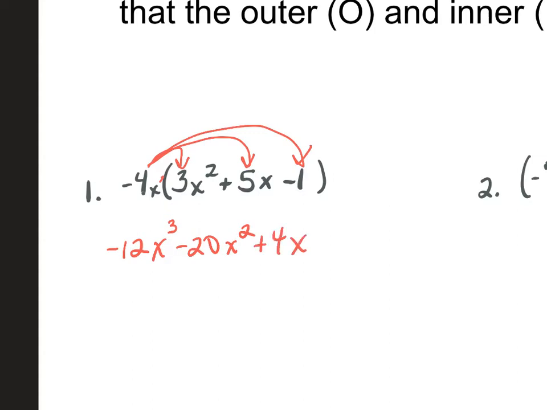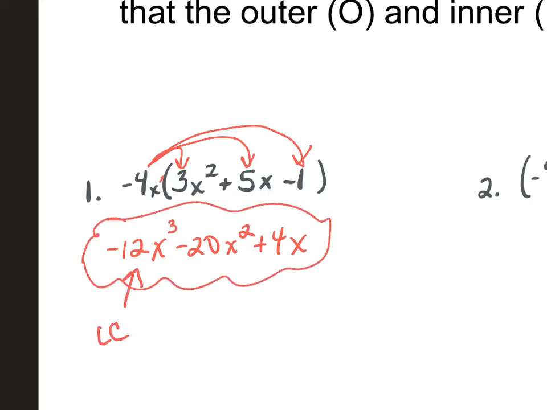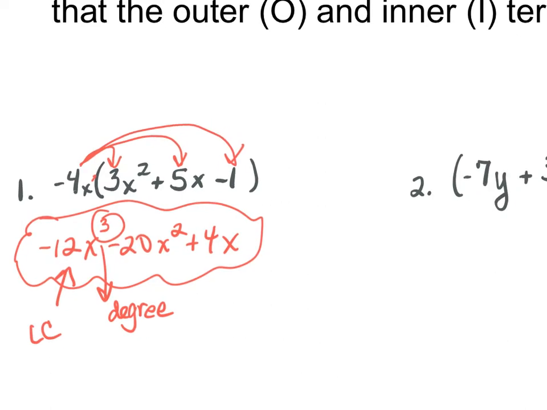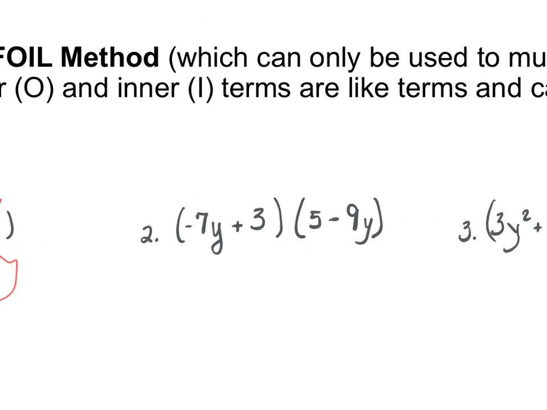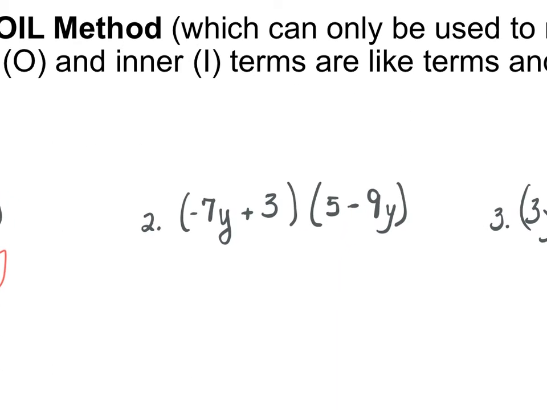I cannot combine anything anymore because I have x squared, x cubed, and x. I don't have any like terms. But I can say that negative 12 is my leading coefficient, and the degree of this polynomial is 3, because when we have it written in standard form, it's highest exponent at the front. All right, secondly, we're going to look here, and this is just a classic binomial times a binomial.